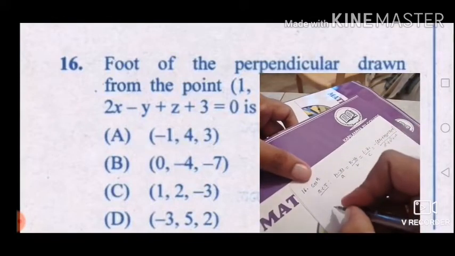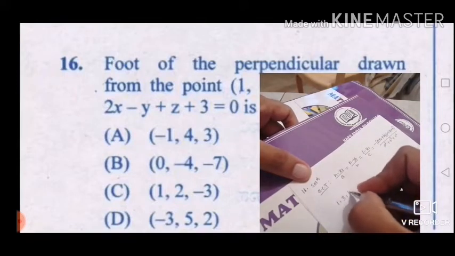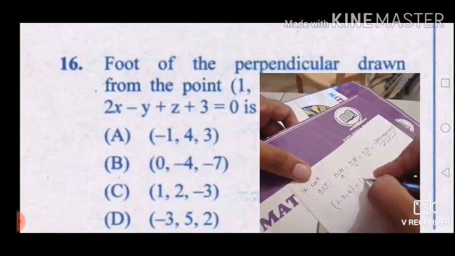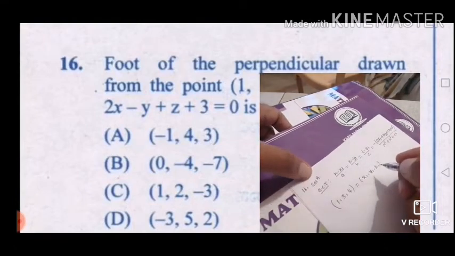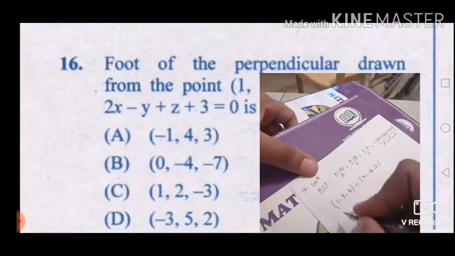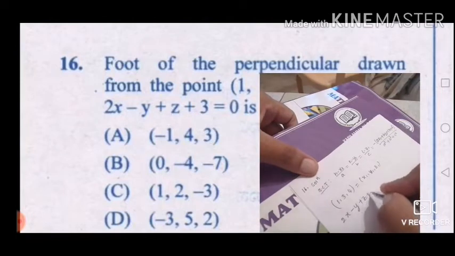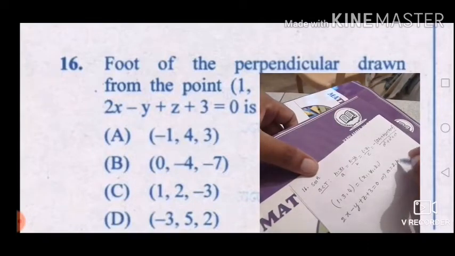Here in this problem, given 1 comma 3 comma 4 as x1 comma y1 comma z1, and similarly given plane 2x minus y plus z plus 3 equals 0. Here it's very clear: A value is 2, B value is minus 1, C value is 1 and D value is 3.